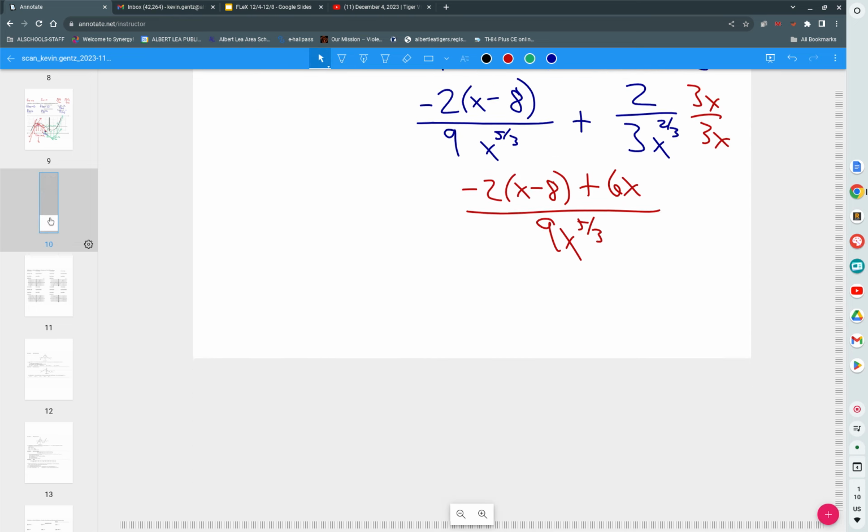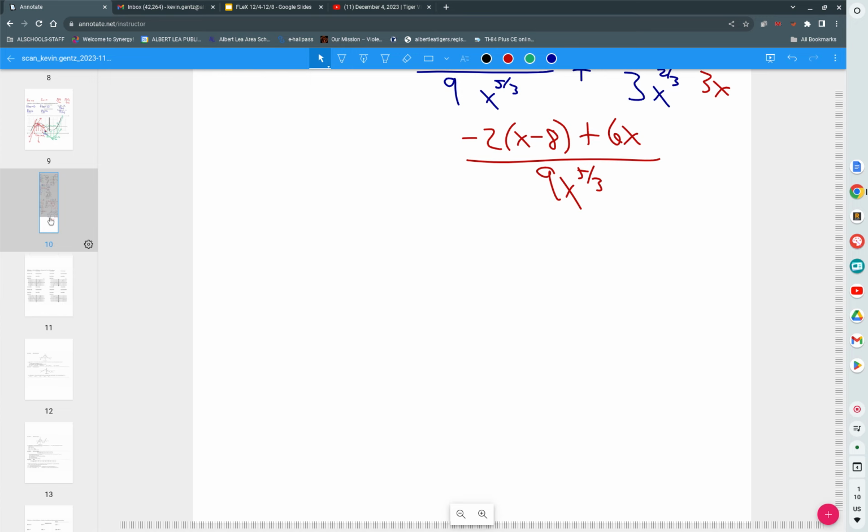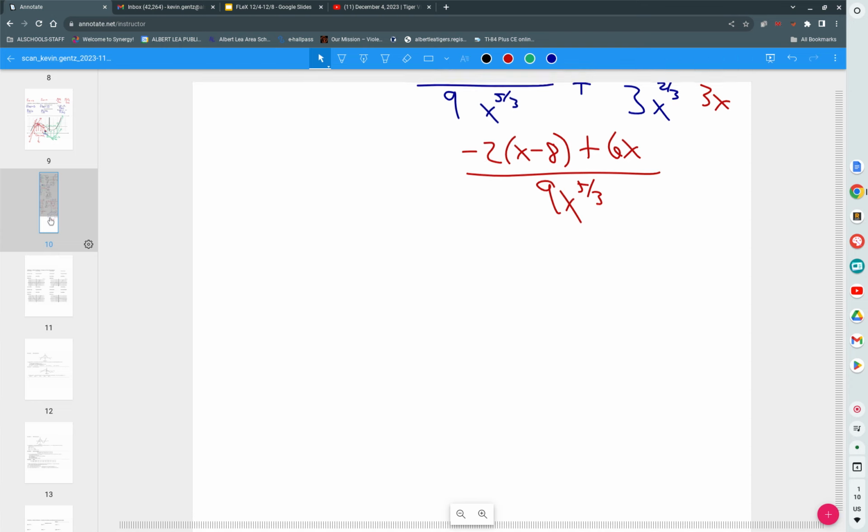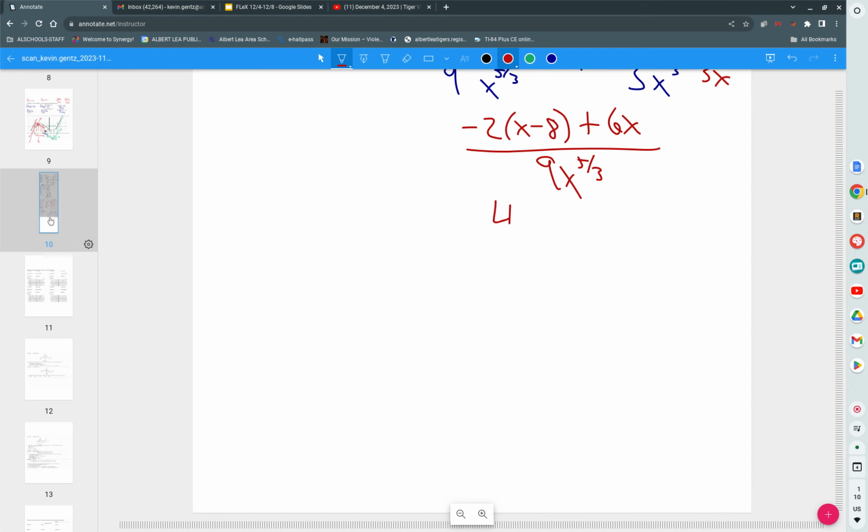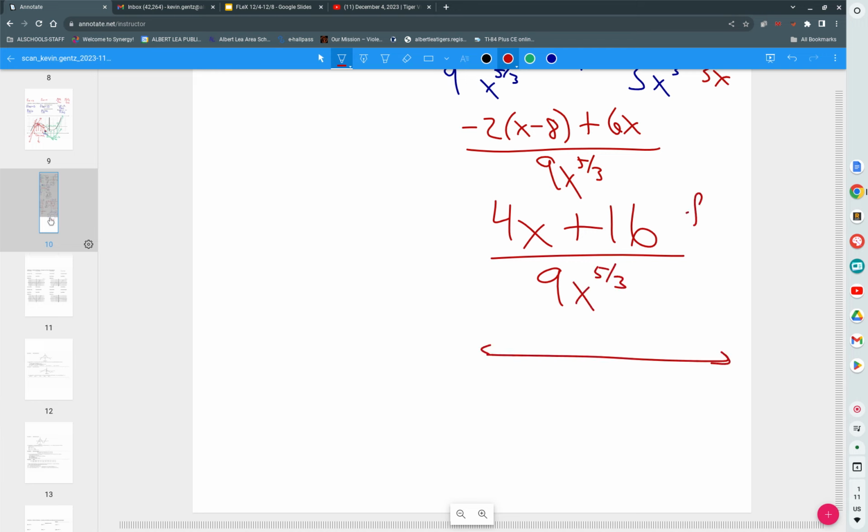We're almost there. I'm going to gather terms here. I have a negative 2x and a positive 6x make 4x. And then I have negative 2 times negative 8, positive 16 over 9x to the 5/3. Great. Number line test for my double derivative. What numbers do we put on our number line test? Negative 4 is where the top is equal to 0 and 0.